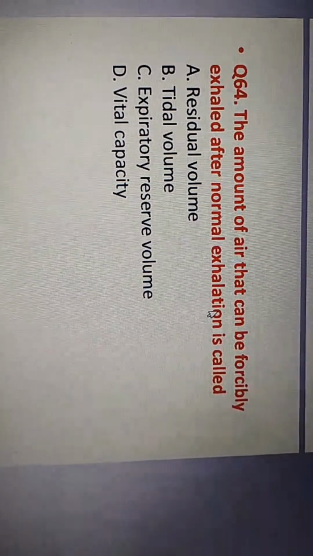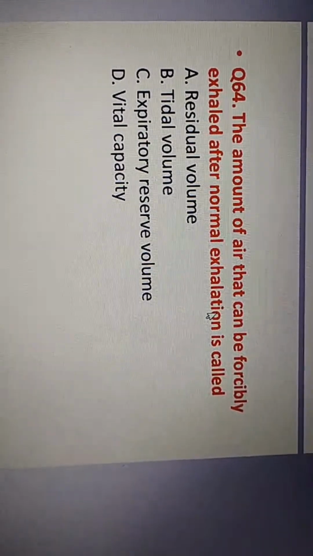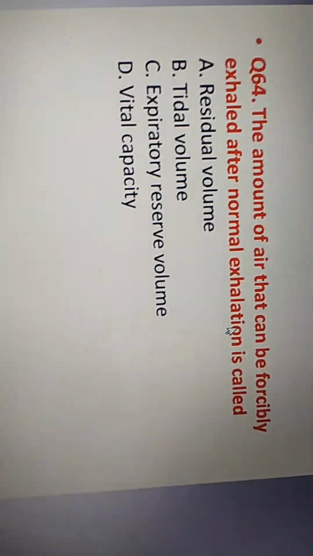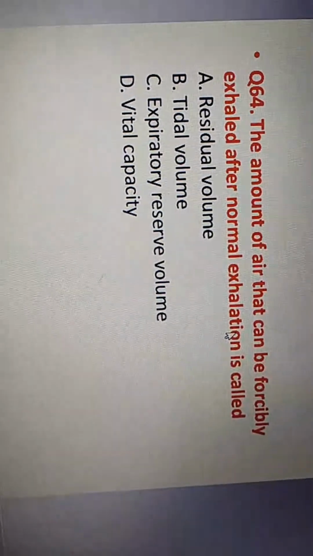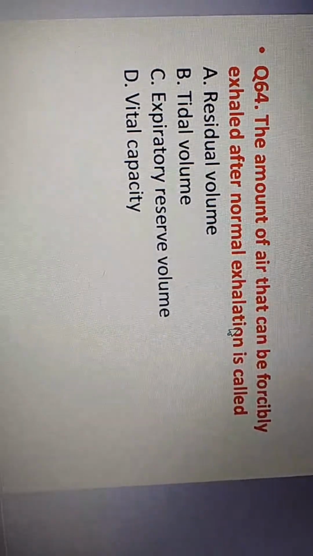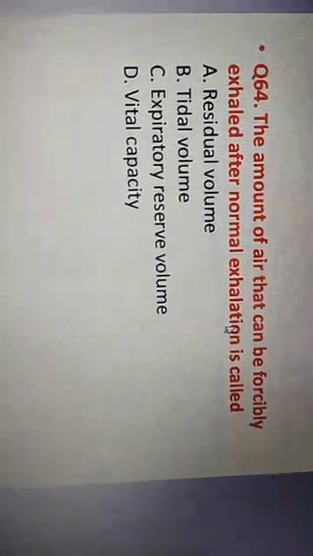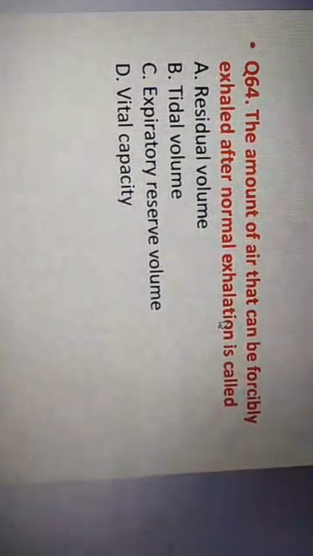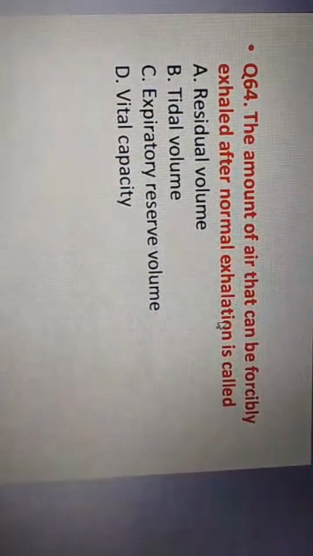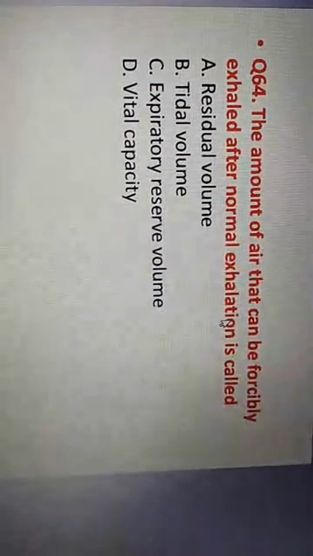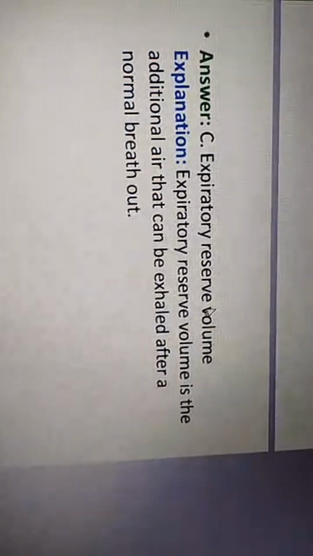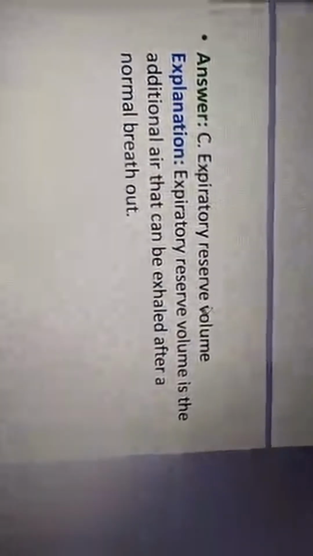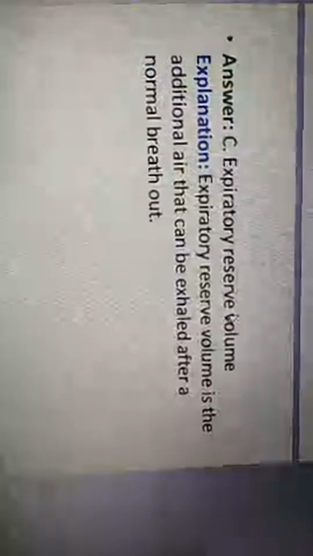Then, the amount of air that can be forcefully exhaled after normal exhalation is called option A residual volume, option B tidal volume, option C expiratory reserve volume, option D vital capacity. The correct answer is option C expiratory reserve volume. Expiratory reserve volume is the additional air that can be exhaled after normal breathing out.